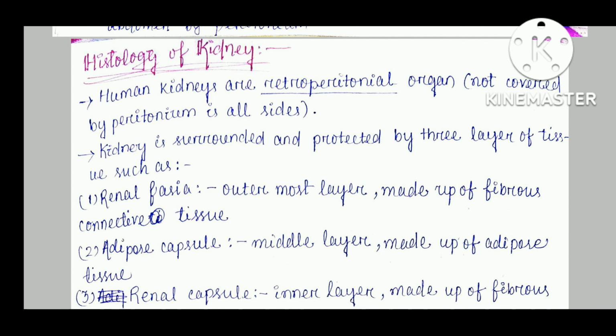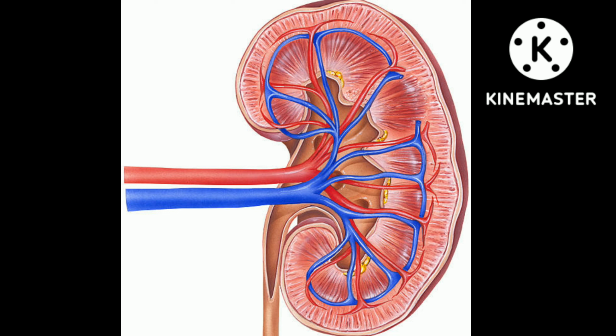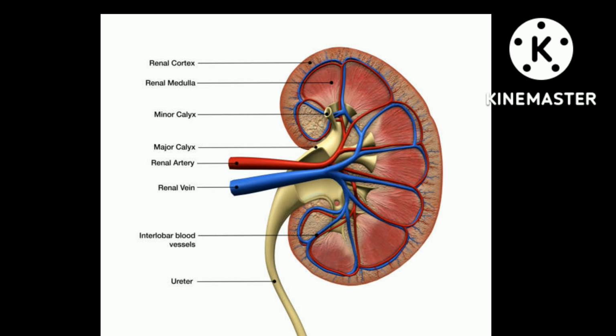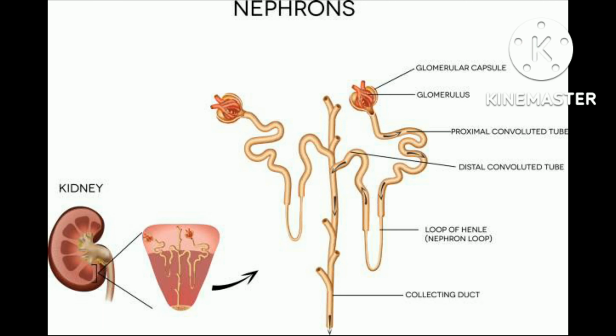Kidney is surrounded and protected by three layers of tissue. First, renal fascia, the outermost layer made up of fibrous connective tissue. Then adipose capsule, the medial layer made up of adipose tissue. Third is renal capsule, the inner layer made up of fibrous connective tissue. Function: provides mechanical protection, holds the kidney in its position, and checks spreading of infection.